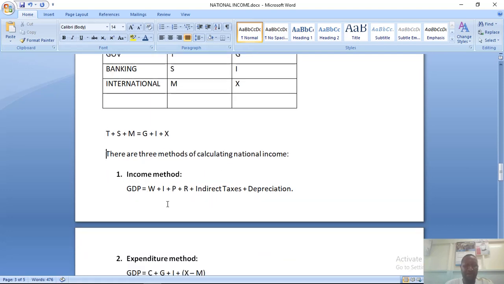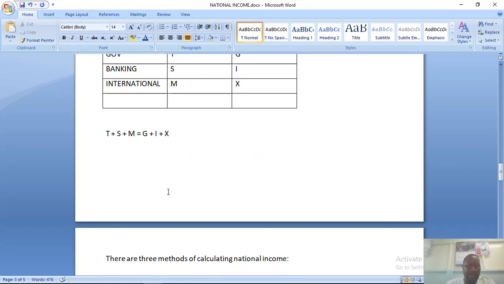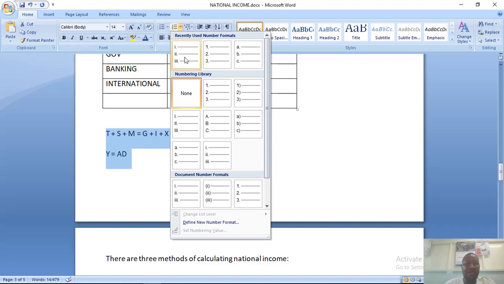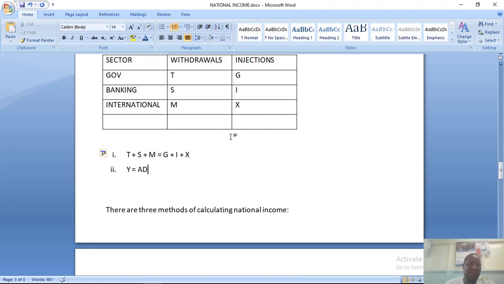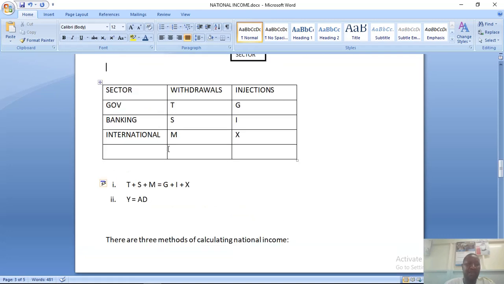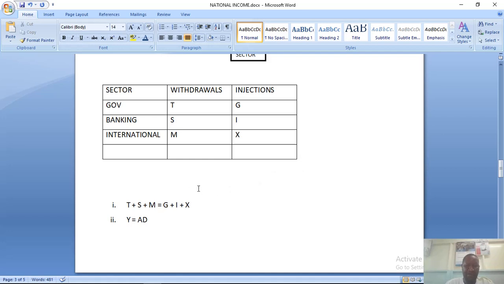The other method you can use to calculate equilibrium income is by saying equilibrium income Y is the income that equals aggregate expenditure. So we have two methods that can be used to calculate equilibrium income. Number one is where you compare withdrawals with injections, and look at the fact that at equilibrium withdrawals must be equal to injections. Number two is where you say national income at equilibrium should be that income that equals aggregate expenditure. All right, so that's how we calculate the equilibrium income.